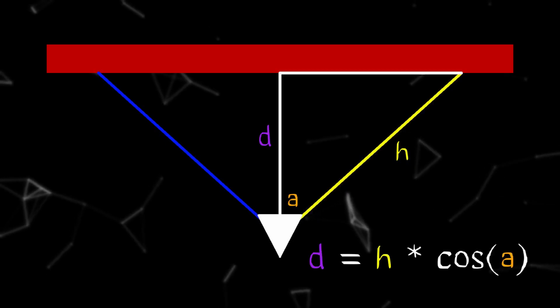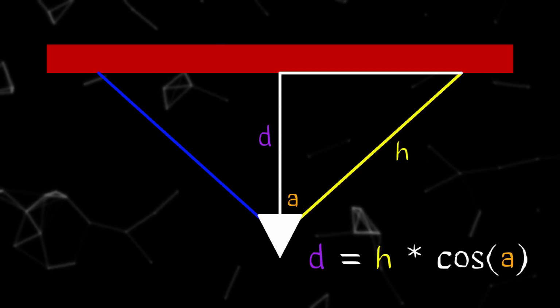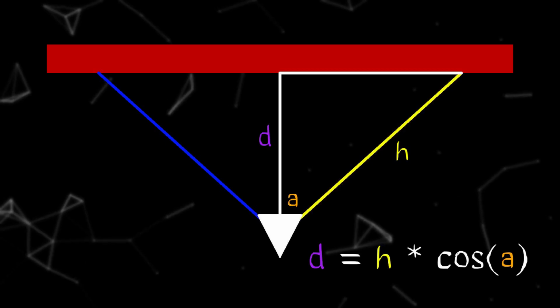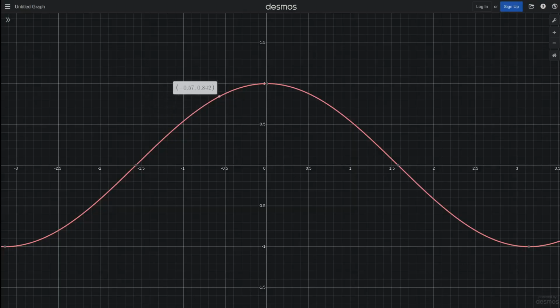So using cosine with our angle, we can obtain the actual distance to the wall. We don't even need the absolute value of the angle since cosine is symmetric, i.e. positive and negative angles yield the same result. And with that, we've got a functional, albeit bare bones, raycaster.